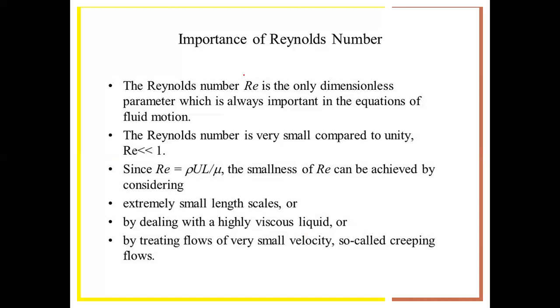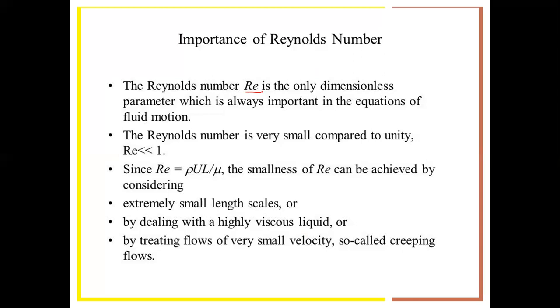The Reynolds number Re is the dimensionless parameter we have discussed, right? It is a parameter which is always important in the equations of fluid motion. Whenever you are discussing various types of fluid motion, this type of dimensionless number is useful in solving the problems.